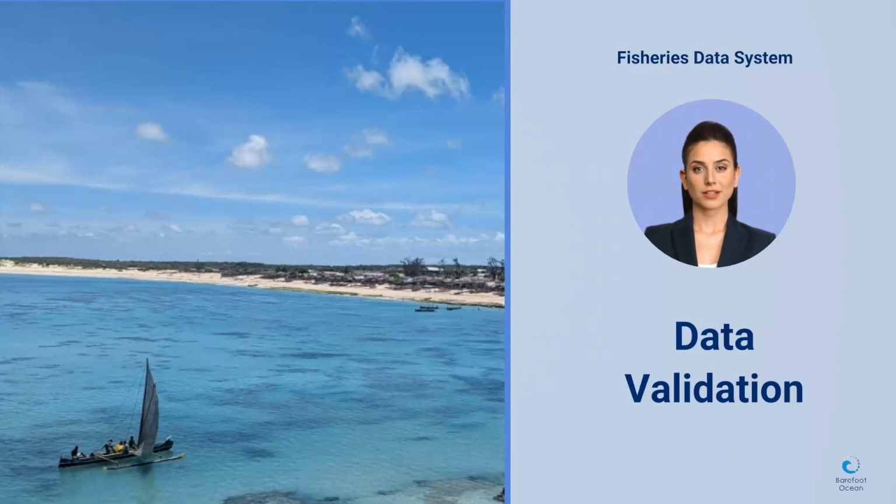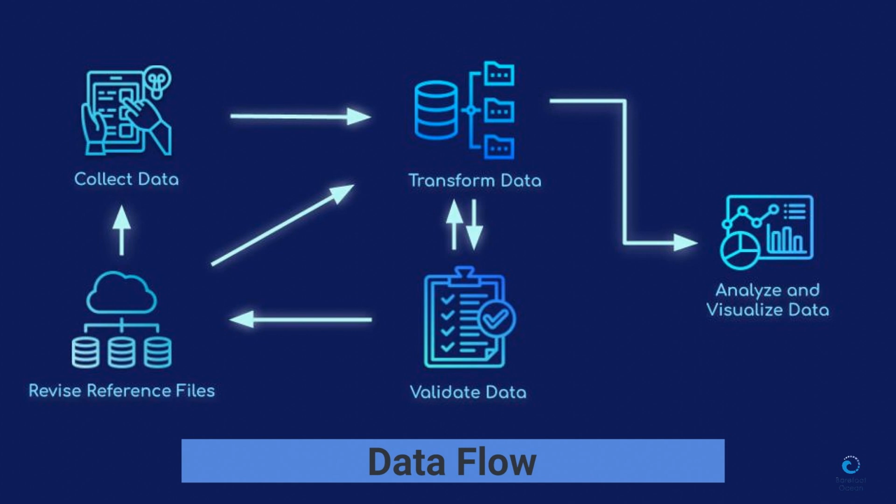In this video, we discuss the process of data validation in each of the 4 validation sheets. All data that flows through the fisheries data system is validated in Smartsheet. Data is sent for validation under 3 scenarios.